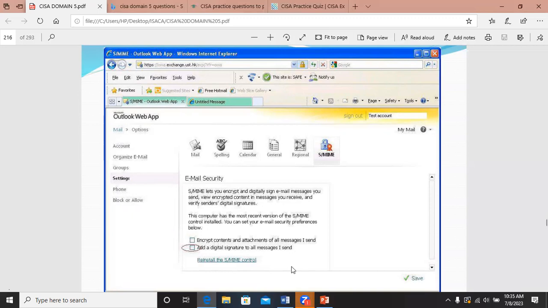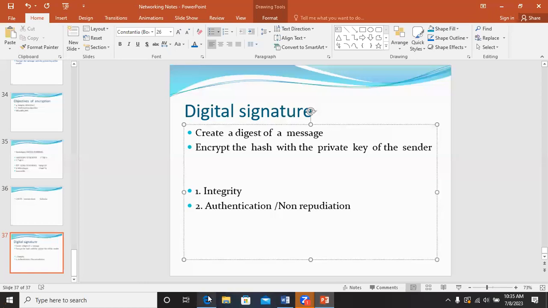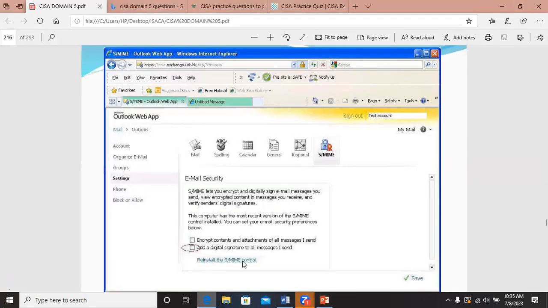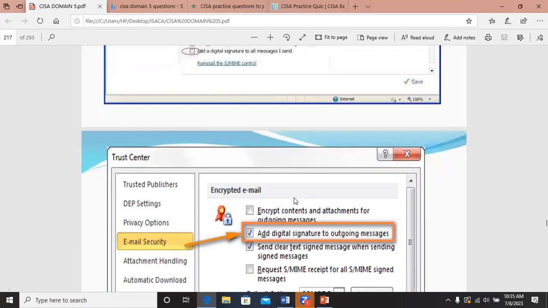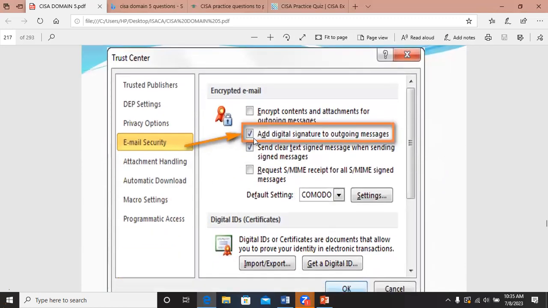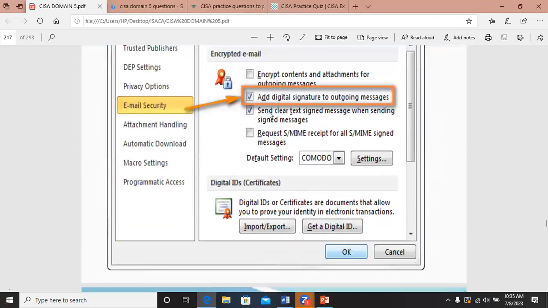You just check "Add the digital signature to all messages I send." Once you check that, the system creates a digital signature for you as an added security. You can use this email to another platform, add digital signature to outgoing messages. You can see it under email security. So the idea is that people can verify that a message is actually coming from you.